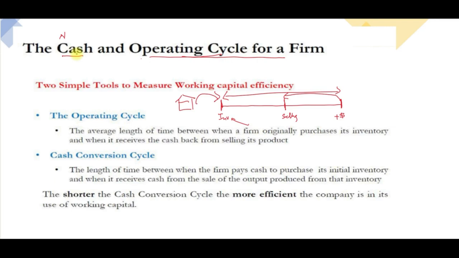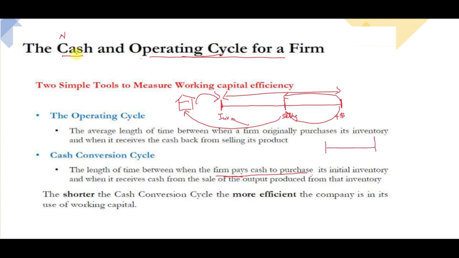Okay, so the cash conversion cycle is actually the length of time between when the firm pays back the supplier, or in other words when the firm pays cash to purchase its initial inventory, and the time when it receives cash from the sale of output produced from the inventory. So it's a very simple process.